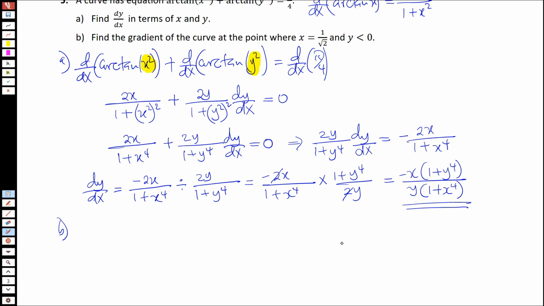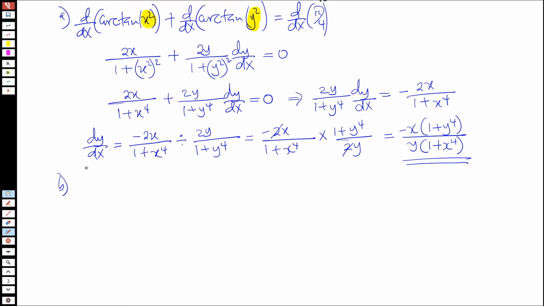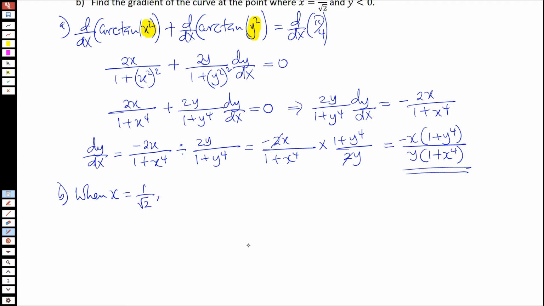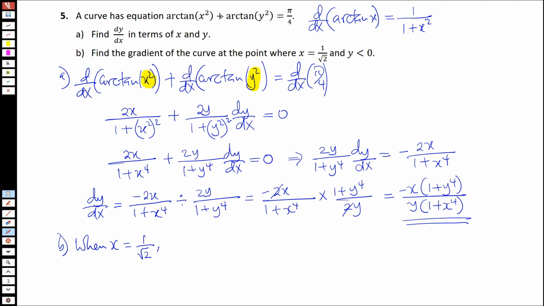So you can go ahead and say, well, when x is equal to 1 over square root of 2, we can plug this into the original equation to find the corresponding y value. So arctan x squared, which is 1 over square root of 2 squared, plus arctan y squared will be equal to pi over 4.